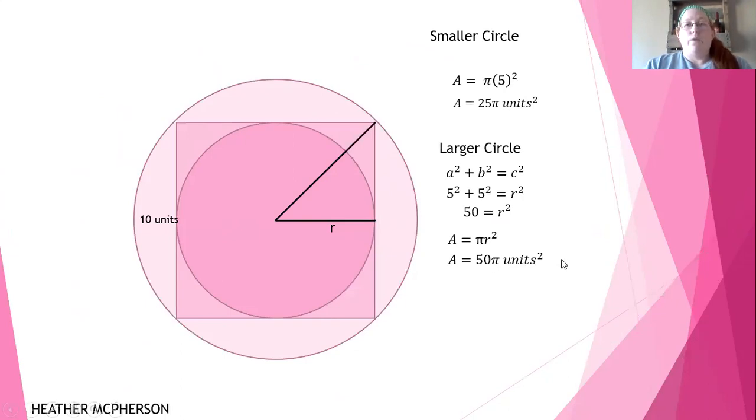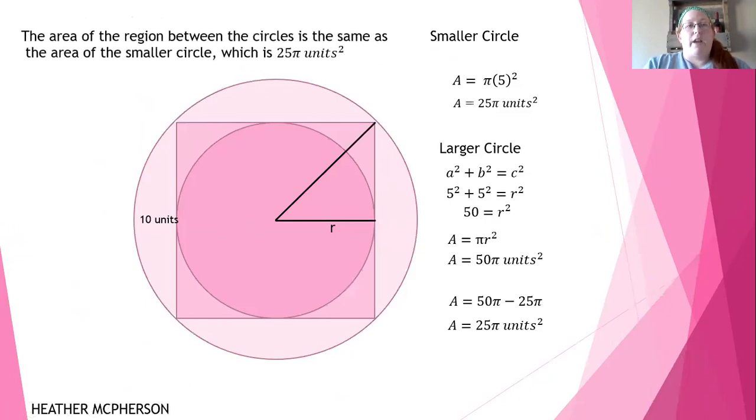So we found the area of both the smaller and the larger circles. So now what do we do? Now we're going to subtract the smaller circle from the larger circle. So you'll have A equals 50 pi minus 25 pi, which gives us a difference of 25 pi units squared. So knowing all of this, the area of the region between the circles is the same as the area of the smaller circle, which is 25 pi units squared.